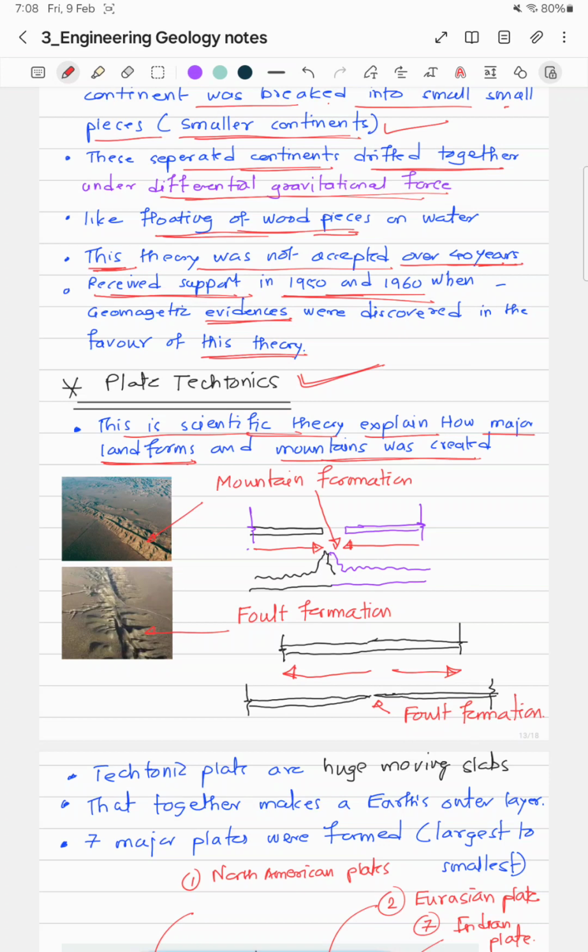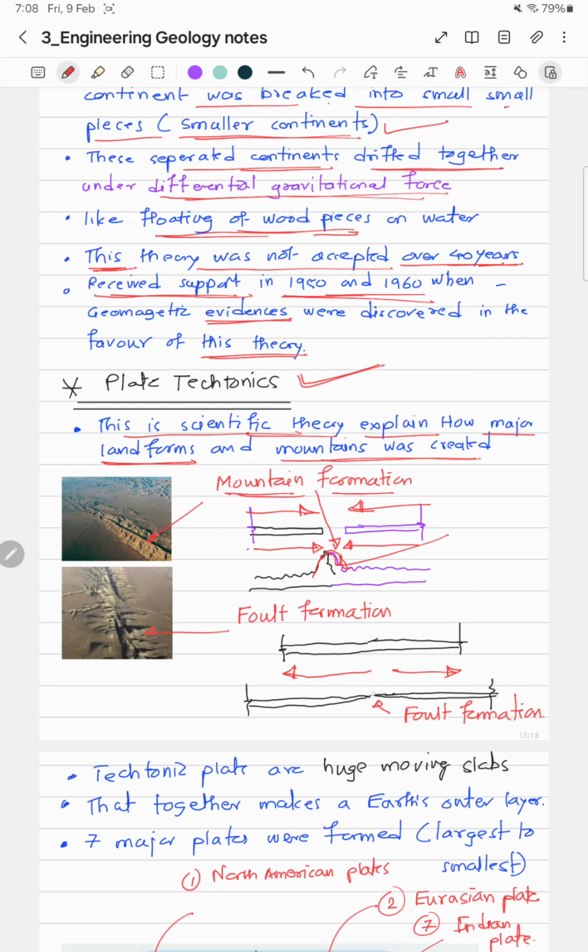Okay, so as we know, when two plates meet each other under the action of impact, some gradation happens at the portion where the two plates intersect each other, and at that portion mountains are formed.